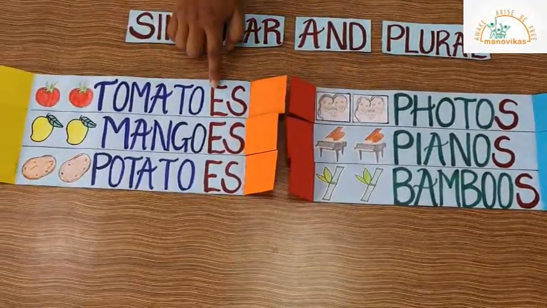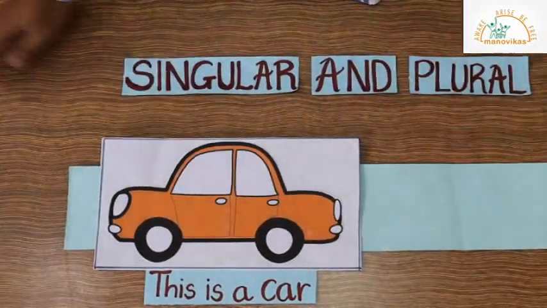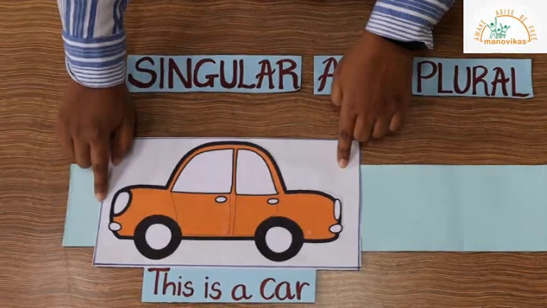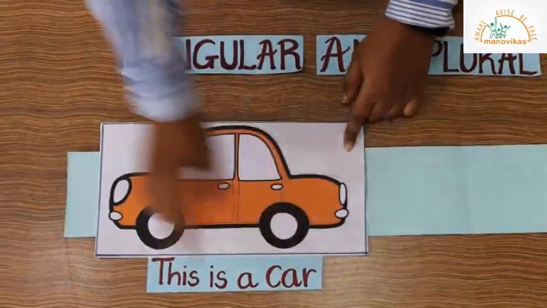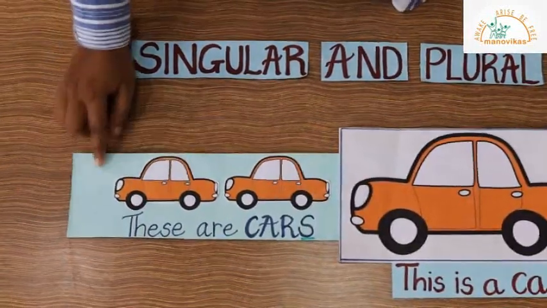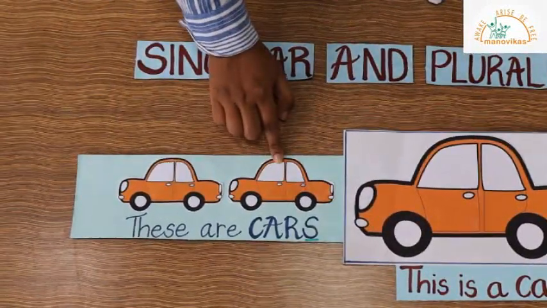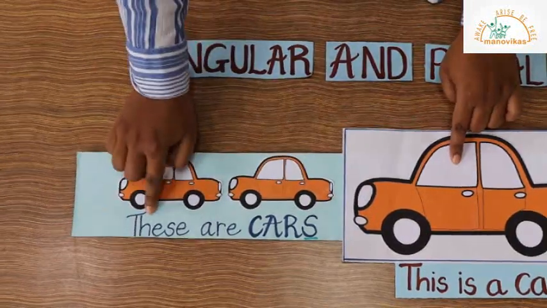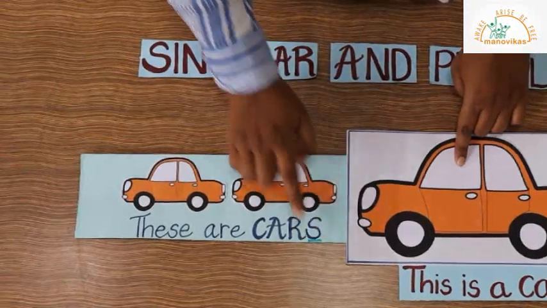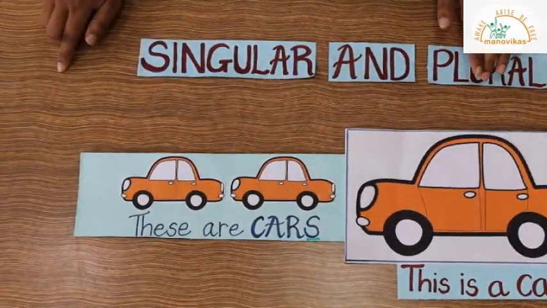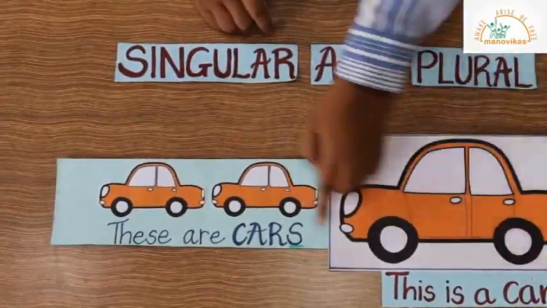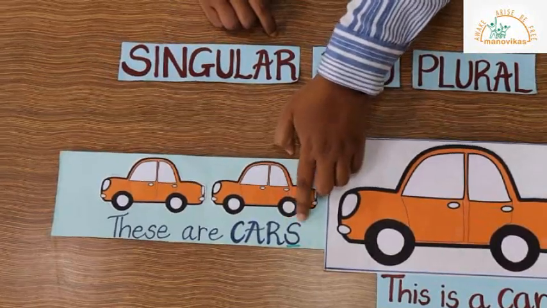Students, here you can see a picture of a car. This is a car. Now here you can see two cars. These are cars. So as you can see, we have applied rule number 1, that we make plurals by adding the letter s. So car and cars, we have added the letter s.